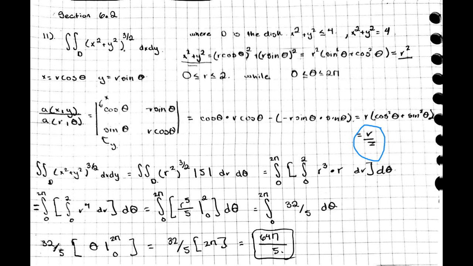Then we'll solve our outer integral. We know that 32 over 5 is a constant in terms of theta, so we can remove the constant outside the integral. The integral of d theta would just be theta. We evaluate theta from 0 to 2 pi, which gives 2 pi. And we multiply 2 pi by our constant 32 over 5, and you'll get a final answer of 64 pi over 5.